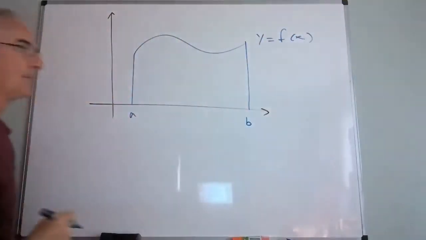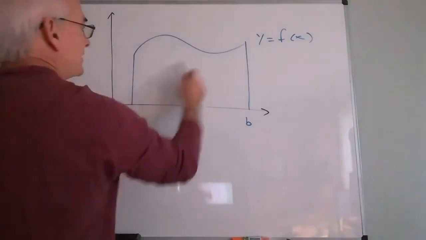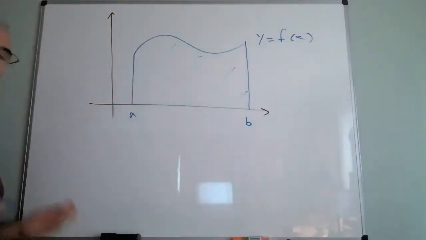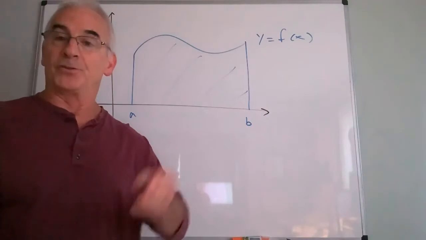and it's from a to b. We now know that this area can be defined using a Riemann sum.